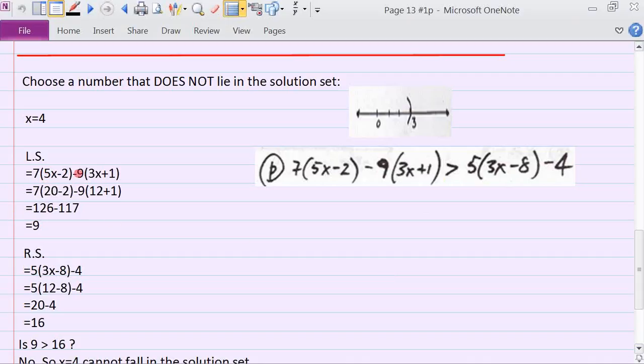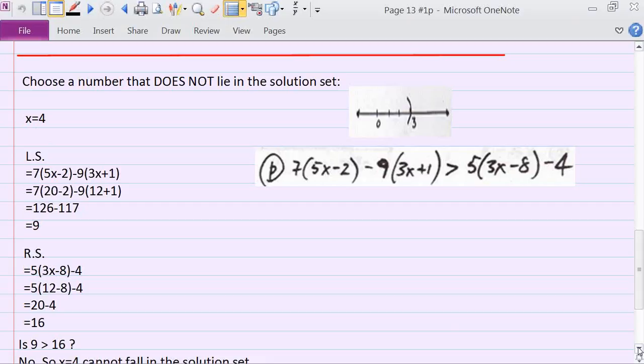So let's look at the left side, which we've rewritten here. 5 times 4 is 20. 3 times 4 is 12. The rest is arithmetic. 20 minus 2 is 18. 7 times 18 is 126. 12 plus 1 is 13. 9 times 13 is 117, so 126 minus 117 gives us 9. So the left side is equal to 9 when x equals 4.